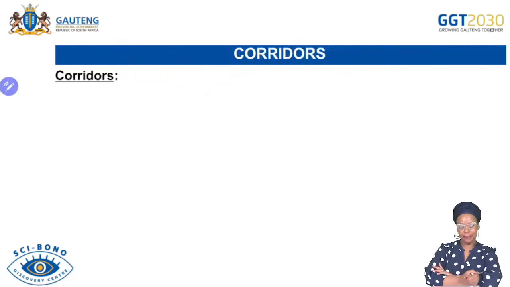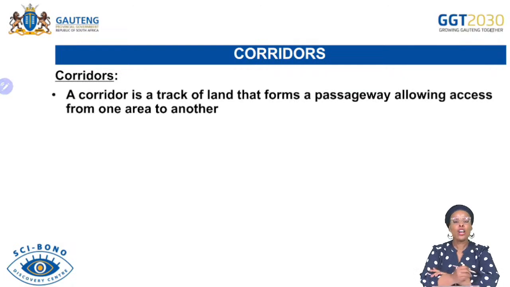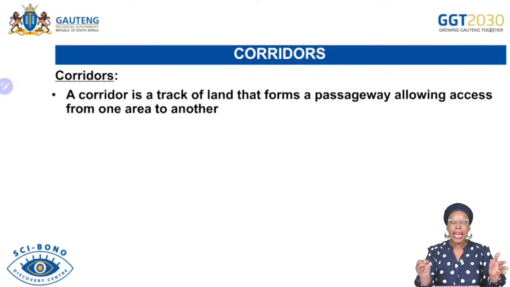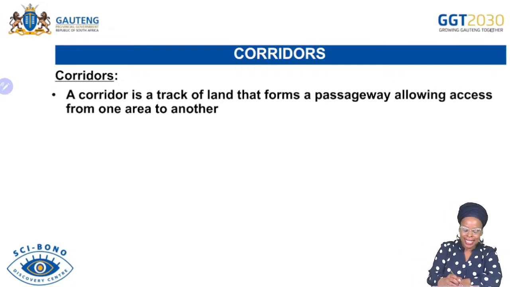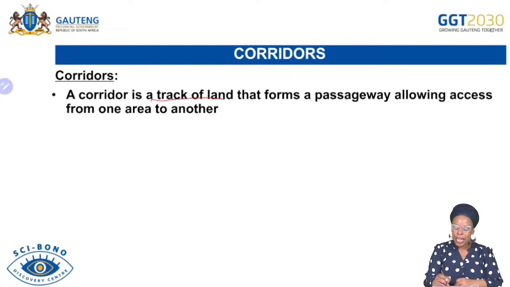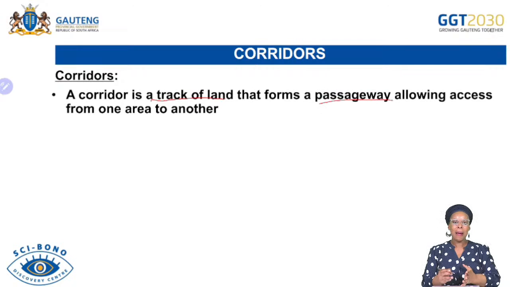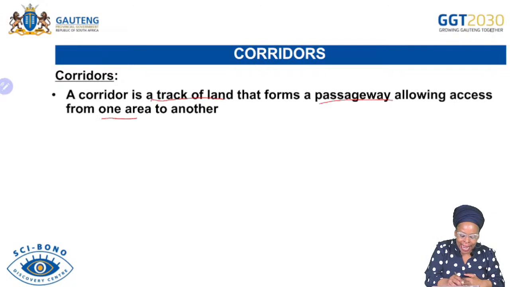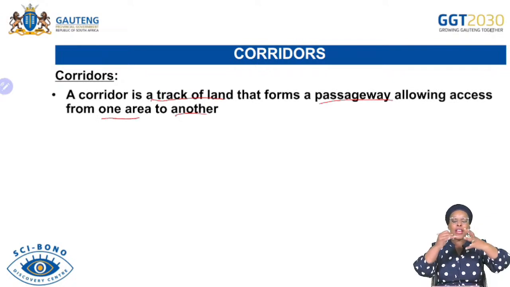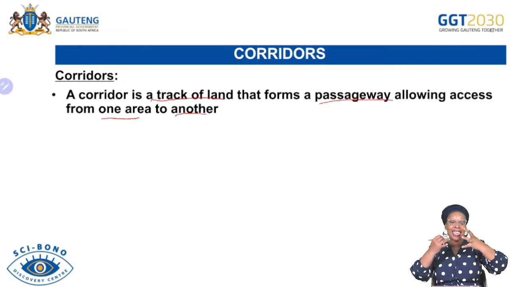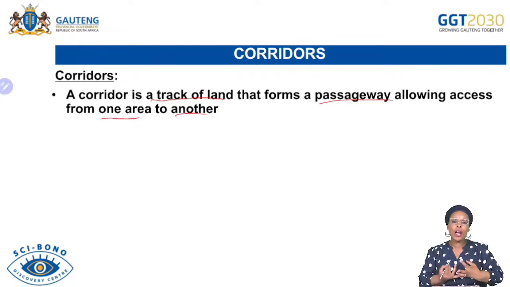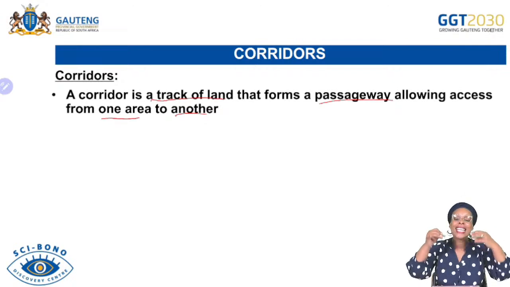Okay, corridors. What is a corridor? A corridor is not a passage in the house which separates rooms. It is not a passage in a particular residence which separates the houses. In economics, a corridor is a tract of land which forms a passage, but an economic passage, allowing access from one area to another. So that if in one region the focus is agro-processing, that will also spill over to the next region.